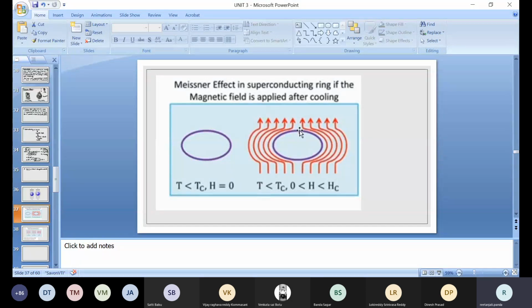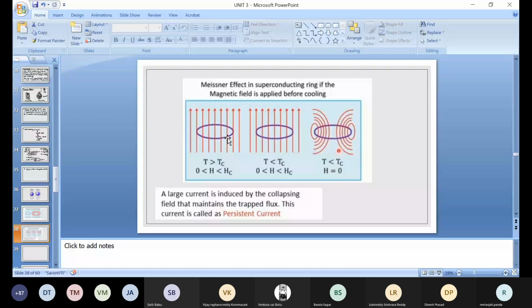But when we change the condition, like first keeping the material at a higher temperature than the critical temperature and inducing a magnetic field, and then reducing the temperature below the critical temperature, then we observe that only the solid region of the material follows the Meissner effect, not the center portion of the ring where the vacant space is present. There the magnetic induction is going to pass through as usual. Only the solid region of the material shows the Meissner effect.